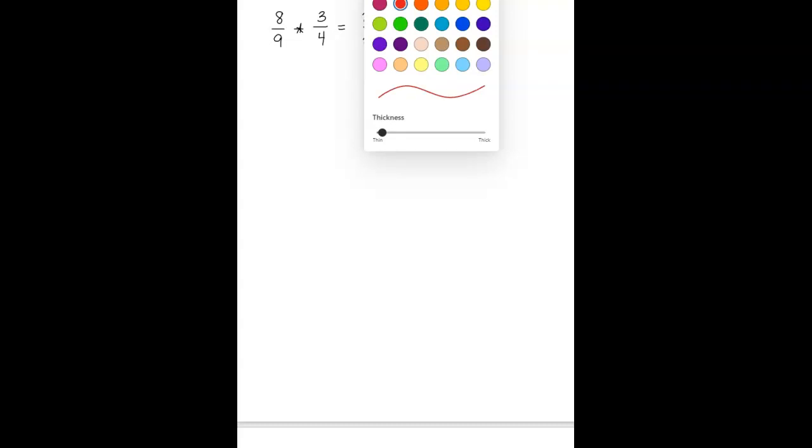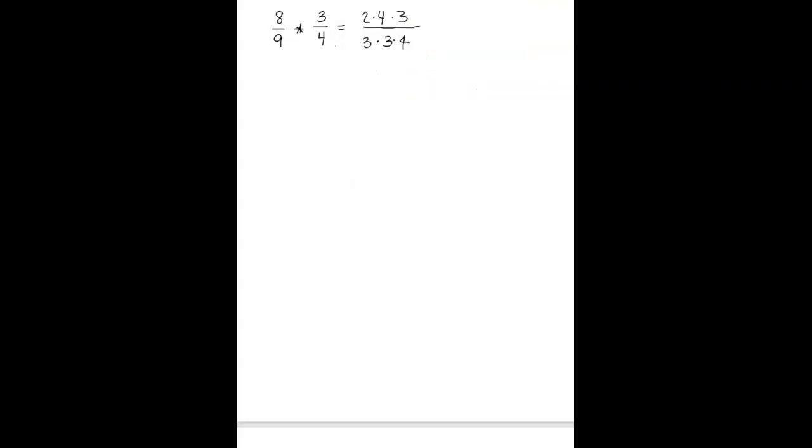Now, if you had broken it down all the way to the primes, that's fine. It wouldn't change anything except how many times you have to cancel. But here I have a 4 and a 4. So those 4s are gone. They became a 1. This 3 and this 3 became a 1. What have I got left? I've got a 2 over 3. And that's my solution. That's my answer.